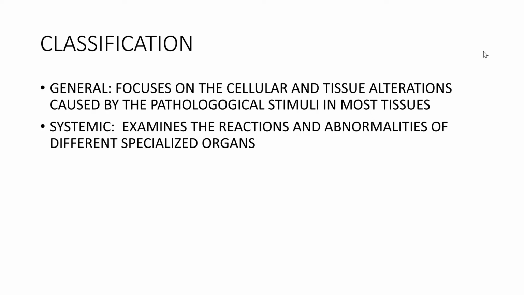However, in systemic pathology, we are looking at specific specialized organs and systems which have specialized and specific reactions to different stimuli. So, for example, respiratory epithelium will have a different reaction to noxious stimulus such as smoke than would, for example, stratified squamous cell keratinized epithelium of the skin.